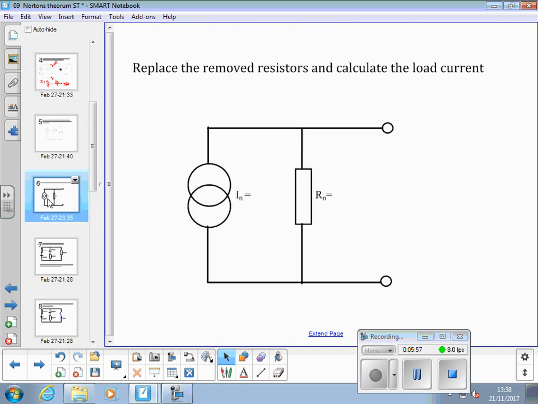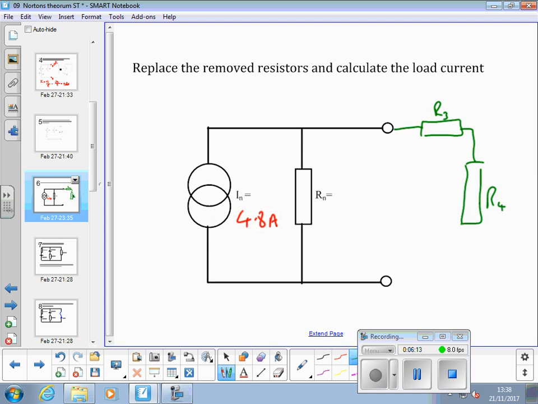There it is. So write that in there now. 4.8 amps. We'll do it now. Got to remember, we've got to put that R3 back in there, as well as the R4 resistor of interest. That one was 30 ohms. Just remind me what this one was. 5.